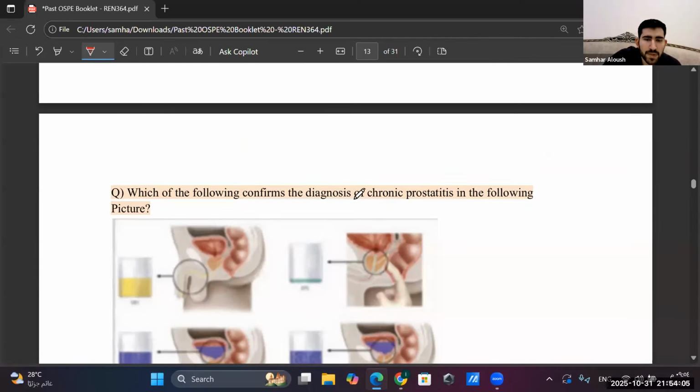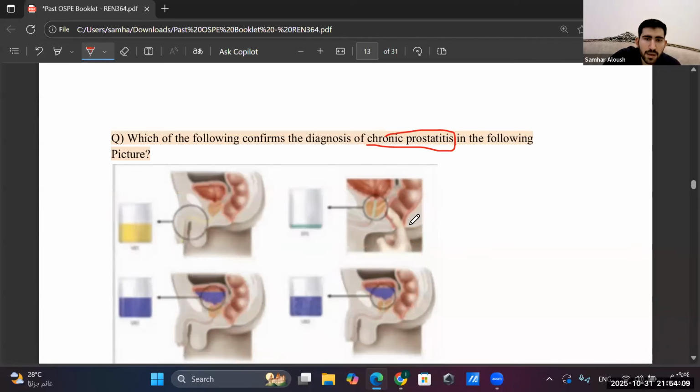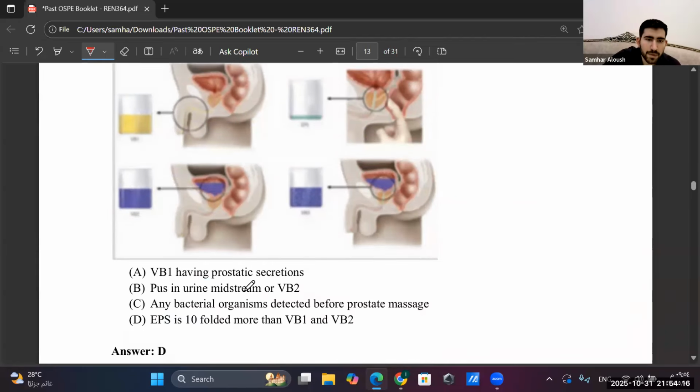Which one of the following confirms the diagnosis of chronic prostatitis? So someone has prostatitis and there are high prostate secretions. Which one of the following confirms it? Is VB1 having prostatic secretions? No, because VB1 is for the urethra. It doesn't have prostatic secretions even if we have chronic prostatitis. So this is wrong. Pus in urine in VB2? VB2 is for the bladder. So if we have pus, we have cystitis. So no.